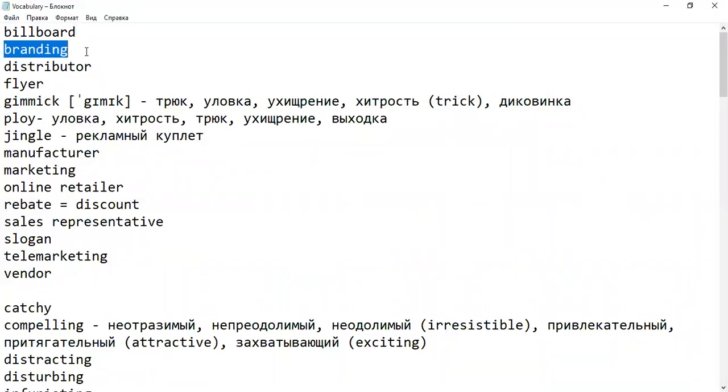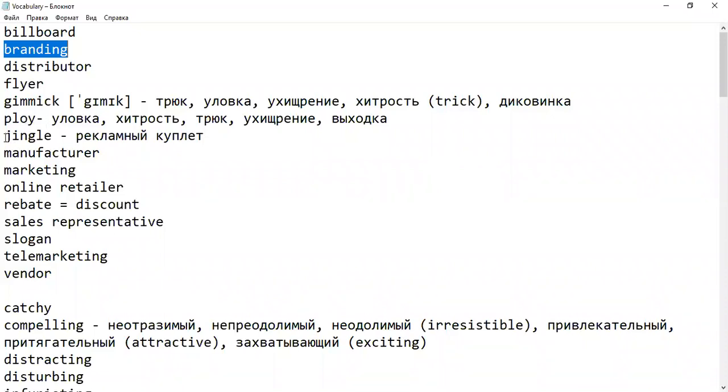Then branding. This is the process of creating a brand. Distributor, it's a person who distributes some kind of goods. Okay. Flyer, this is what can be given out. Or you can also put it somewhere on a wall, also with some advertising information. Then gimmick, this is some kind of trick that you use in advertising. A synonym for this would be ploy.